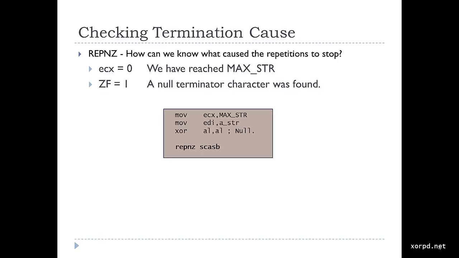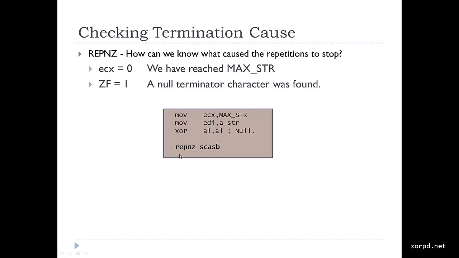I want to go back to this example. I remind you that in this example we search for a null terminator inside a string. Here the string is called A star, and here max star is the maximum amount of bytes that we are willing to go through in our search.